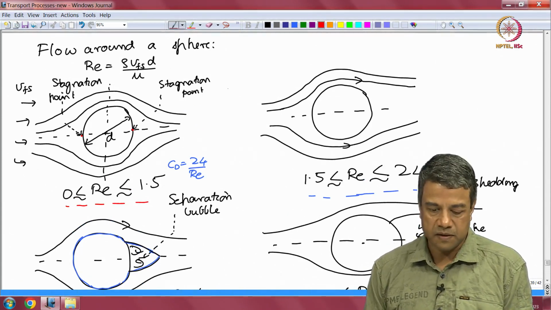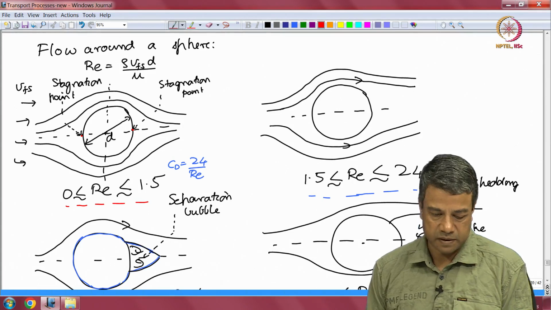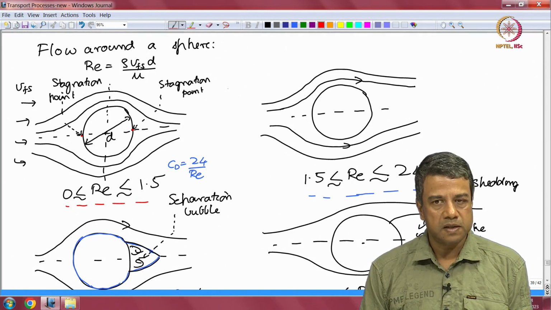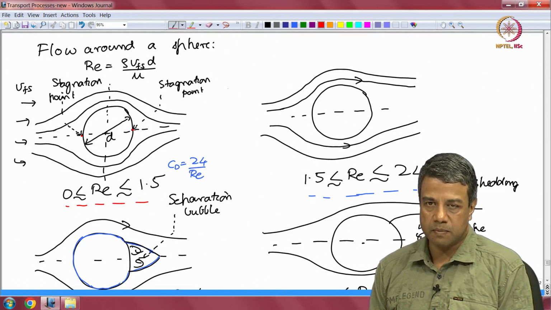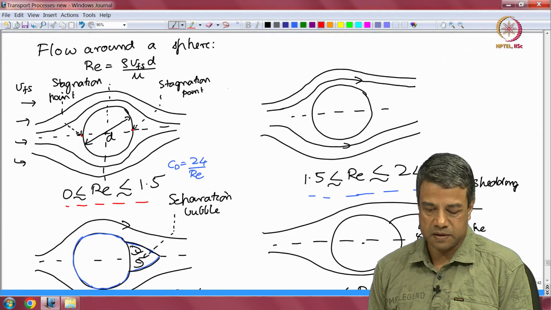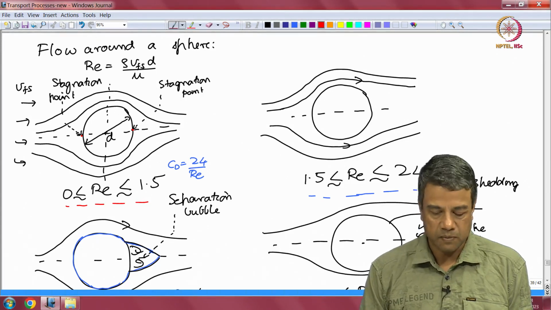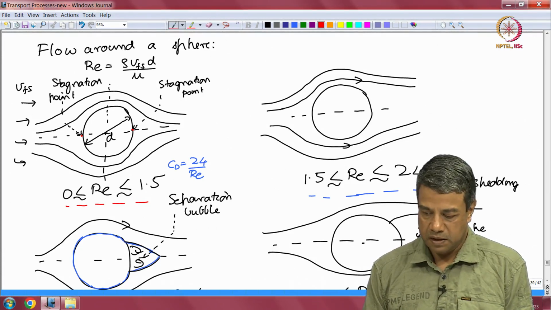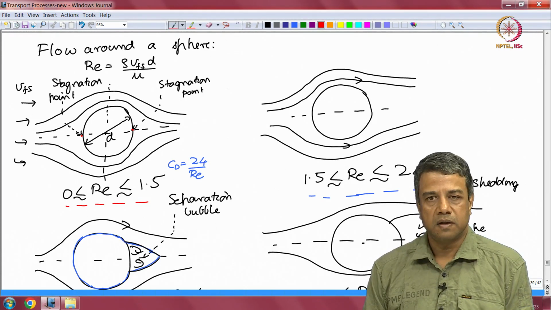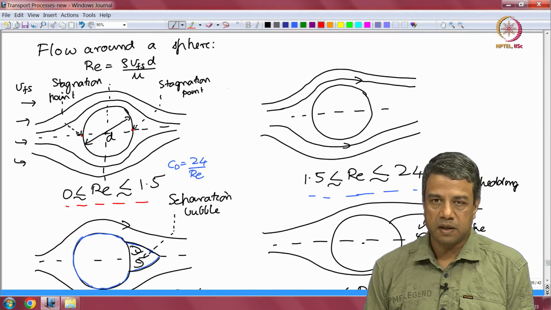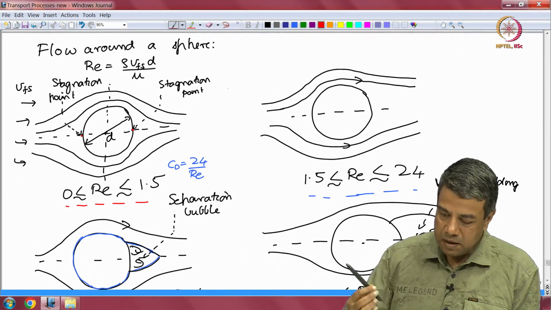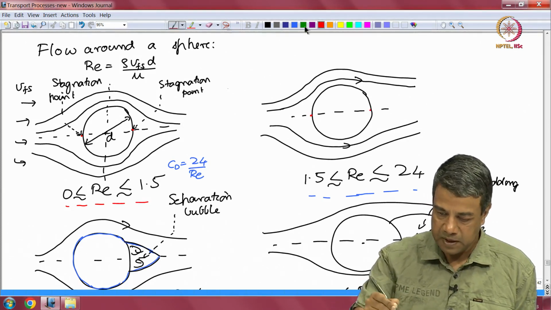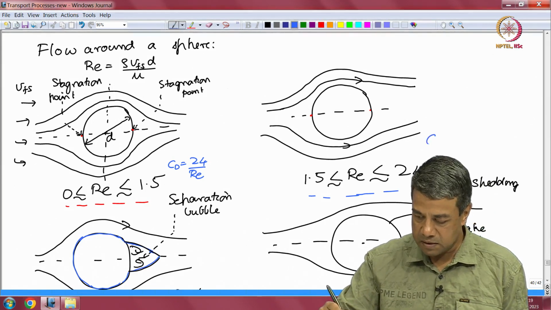The Reynolds number is based upon the free stream velocity and the diameter of the sphere. At low Reynolds number, there are two stagnation points. The velocity profile is symmetric between the upstream and the downstream hemispheres. For Reynolds number less than about 1.5, the drag coefficient is 24 by Re. From 1.5 to 24, there is asymmetry between the upstream and the downstream sides, but you still have two stagnation points, one on the upstream and one on the downstream side.